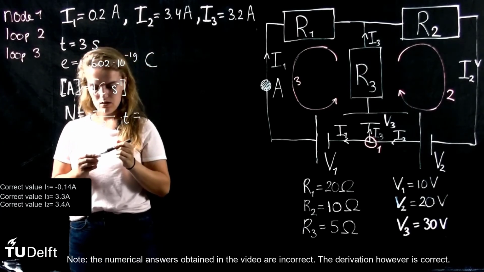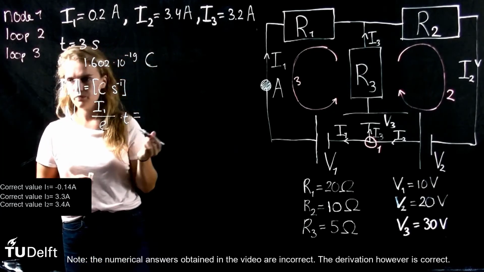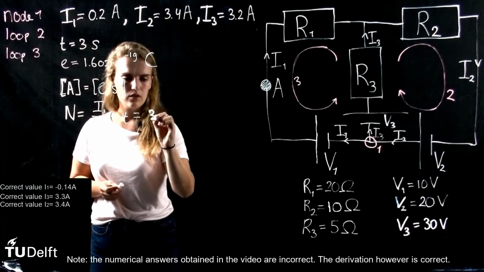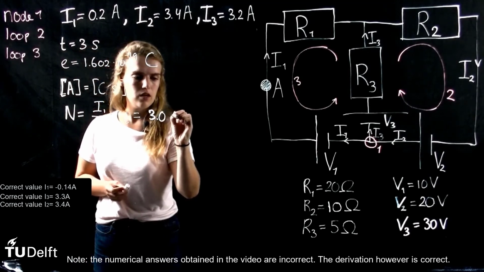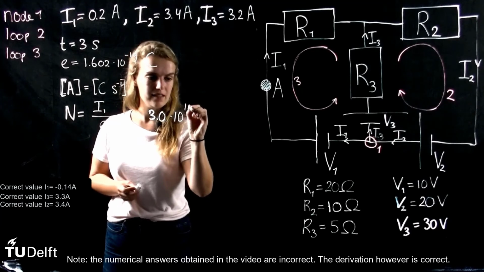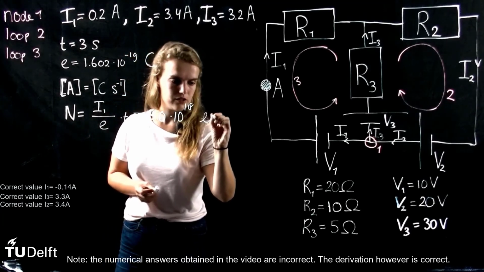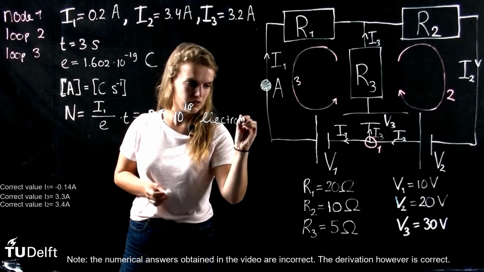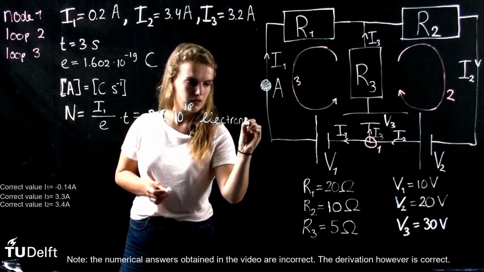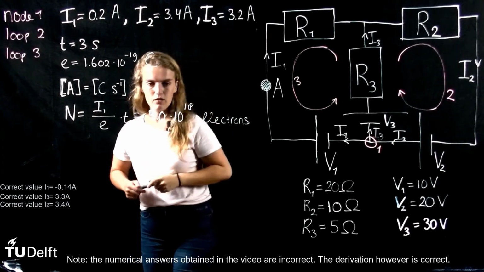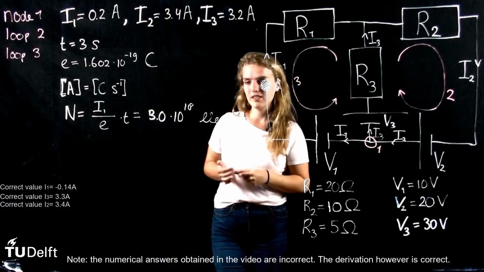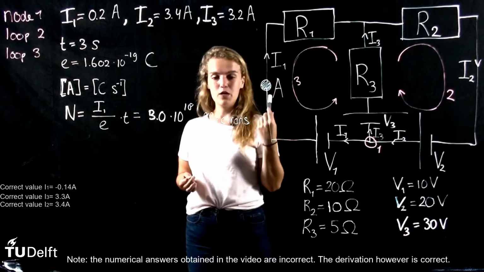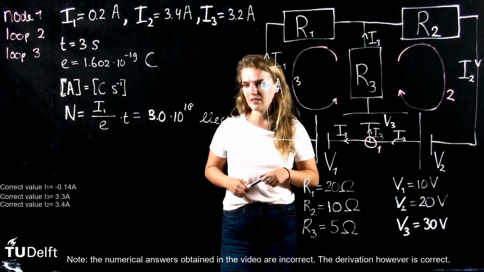And this is equal to 3.0 times 10 to the 18th electrons. So actually a small current is not that small if you equate it as a number of electrons running through.